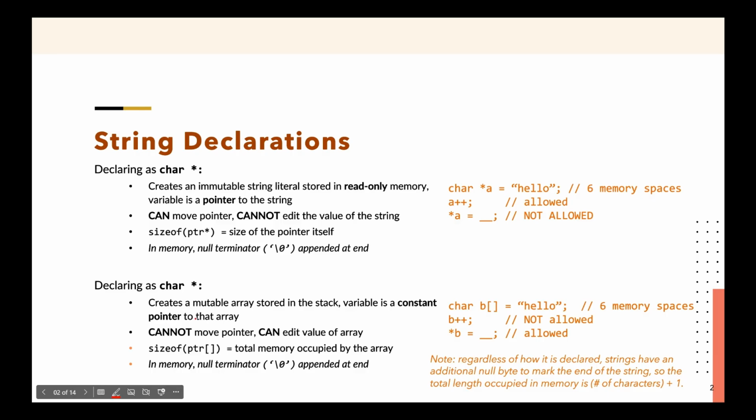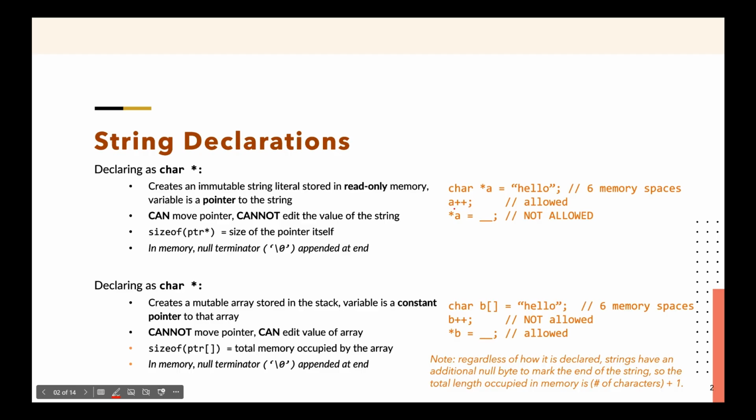homework. So ideally you would already know how to do all this stuff, but we're just going to go over it anyways. When you declare a string using the char star notation, it's going to create an immutable string literal that's stored in read-only memory, and the variable that you have is a pointer to that string. Important things to know are that you can move the pointer, but you can't edit the value of the string itself, right? So you can see here that we can increment the value of a, right?